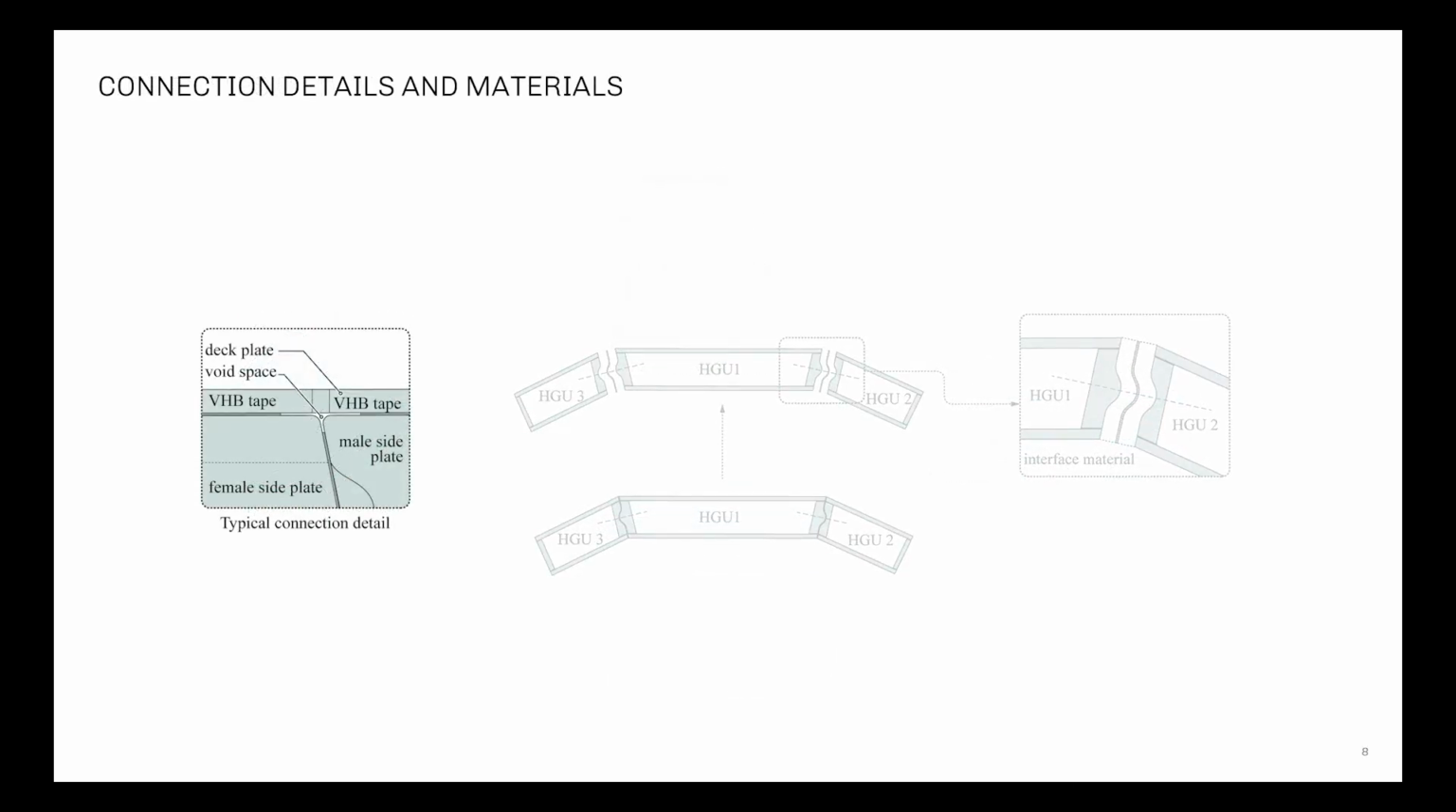Within each hollow glass unit, the deck plates and side plates are held together using 3M VHB tape. Between each pair of neighboring hollow glass units, a transparent plastic interface material is placed between the male and female connecting parts to avoid local stress concentration.